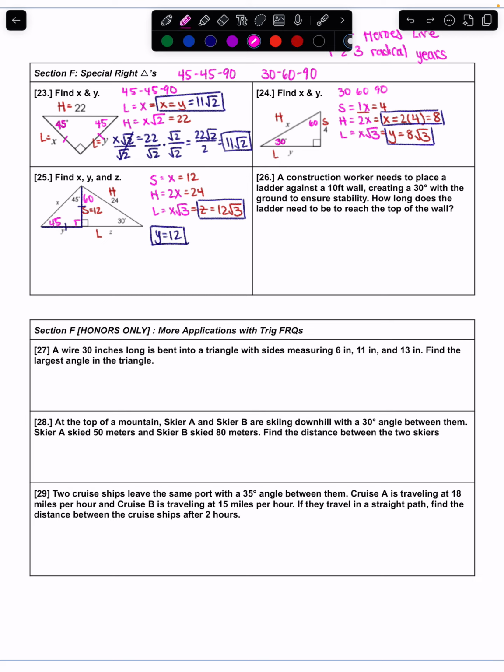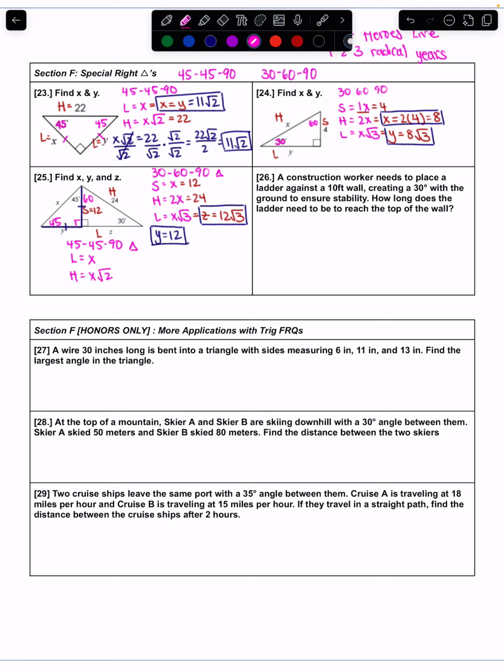Okay, so let's go ahead and write down the relationship for 45, 45. So this is 45, 45, 90. And this one right here on top, that one is a 30, 60, 90 triangle. All right, so if L, or my legs, is x, then my hypotenuse is equal to x rad 2. And an easy way to remember the 45, 45, 90 is just to know how many 45s do we have here? Well, there's 2, so that's why we have that 2 there, okay?